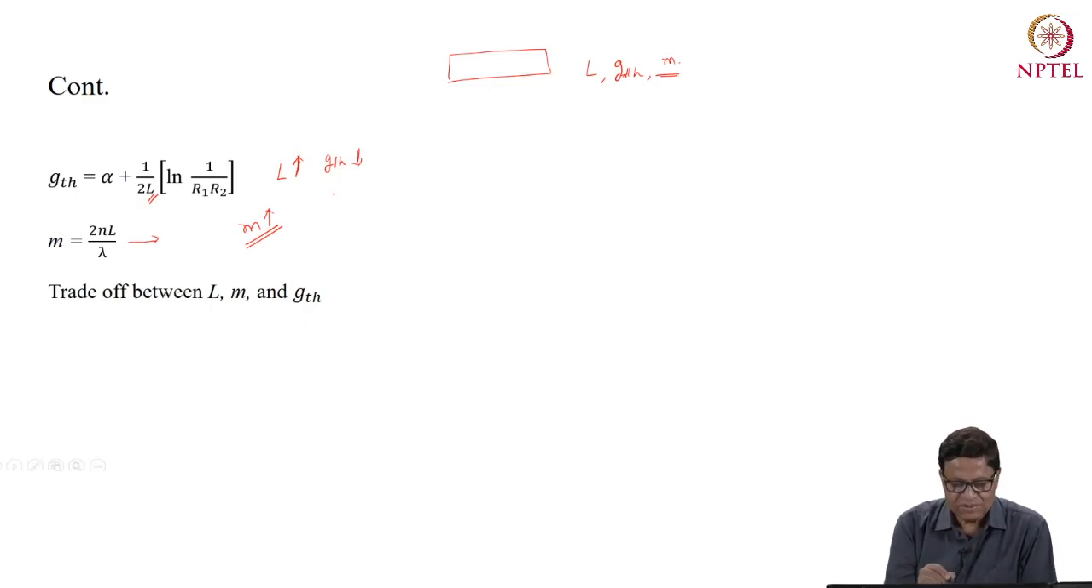So you see, there is an interplay between these three quantities. That is the cavity, the threshold required for population inversion, and the number of modes. So there's a trade-off between these three quantities.